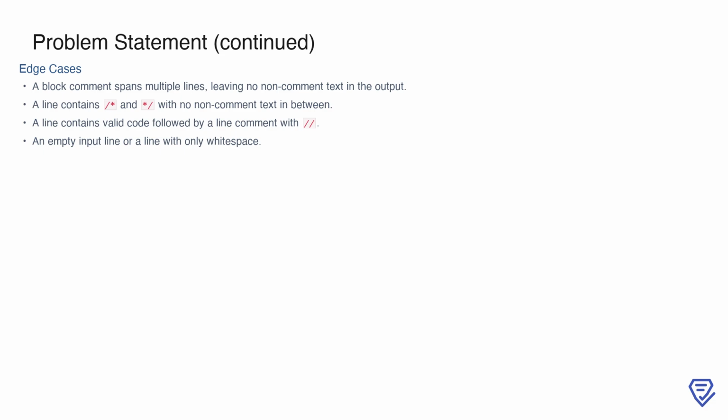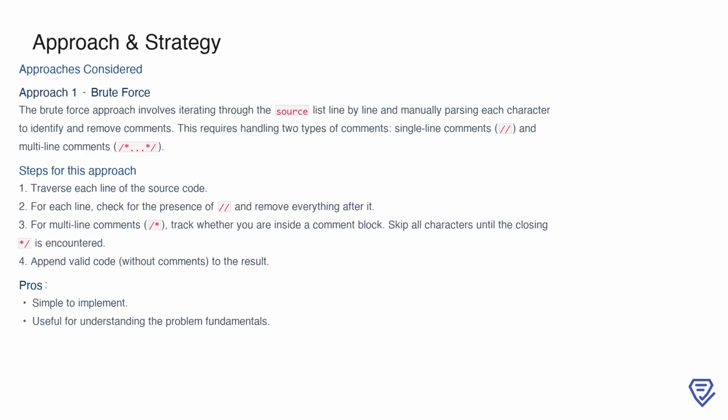We must also account for lines that are empty or contain only whitespace. These lines should not appear in the final output unless they contain valid code. By considering these edge cases, the program can ensure it handles all possible input scenarios correctly and produces the expected output for any given source code. To address the problem of removing comments from source code, we first considered a brute force approach.